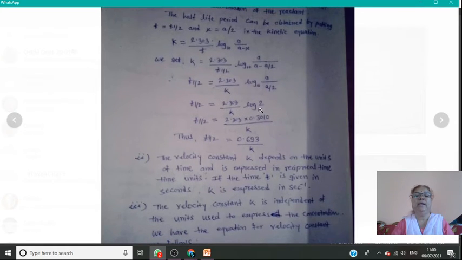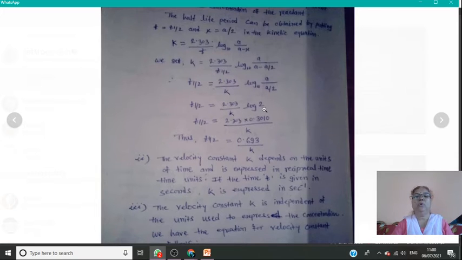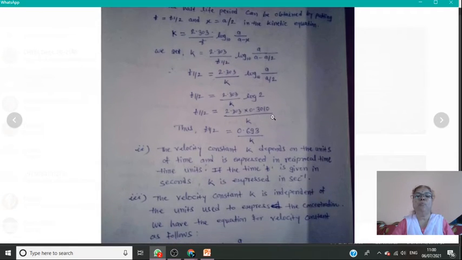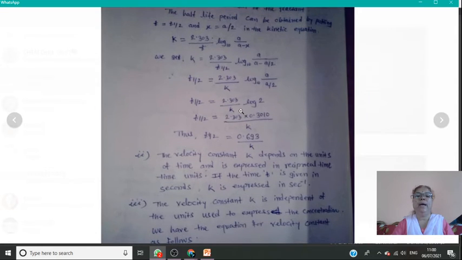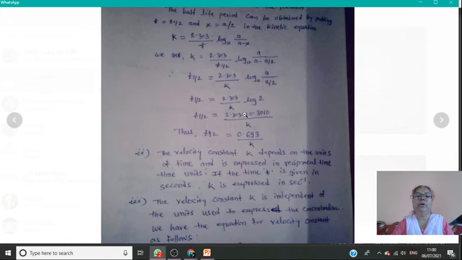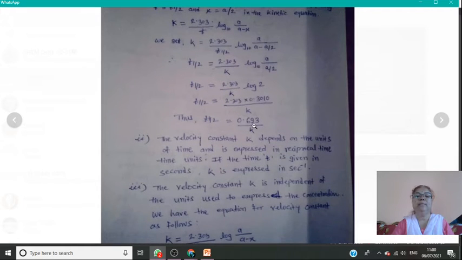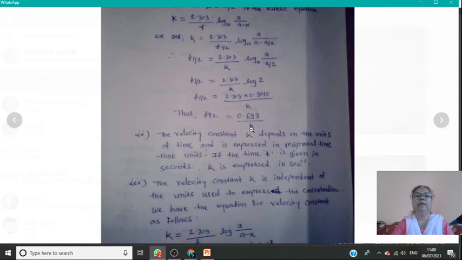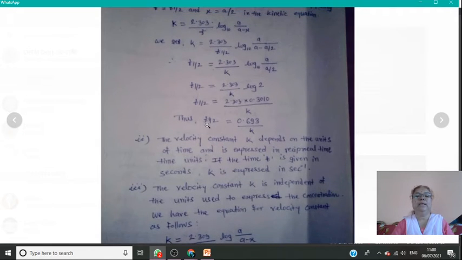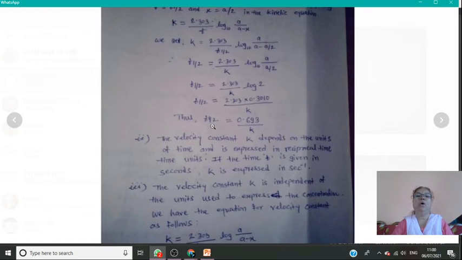2.303 upon K into log 2. All of you know the value of log 2 is 0.3010, and the product of 2.303 into 0.3010 we get is 0.693. So the equation for t1/2, or half-life time, is equal to 0.693 divided by K.